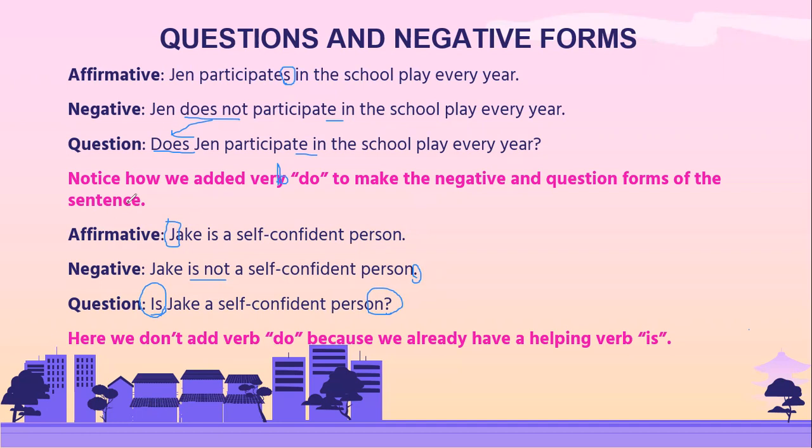So what can you realize from these examples? Here we added the verb do, for example, does, because we had the action verb, but here we had is. That's why we used is. We didn't add the verb do. Let's look at the second slide now.